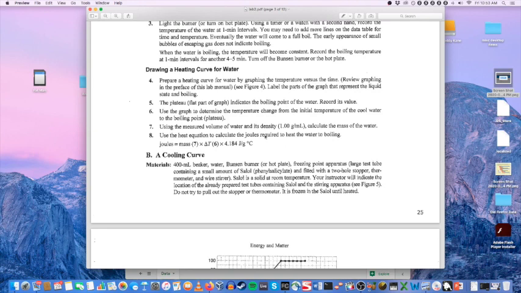And then you will also use the graph to determine the temperature change from starting point to ending point. And then once you have that temperature change, you know the volume of the water and you know the density of the water, so you can determine the mass of the water by multiplying the volume by its density. And then you use the heat equation to calculate the heat required to heat the water to boiling. So the number of joules is equal to the mass times the temperature change times 4.184 joules per gram per degree Celsius, which, as we know, is the specific heat of water.